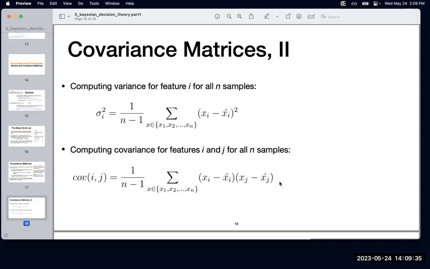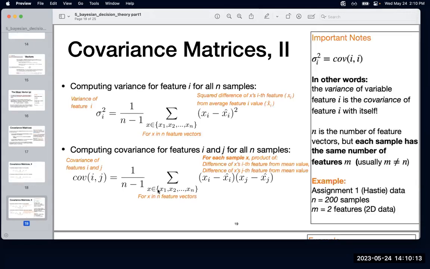And you are summing over this operation here. So here we are calculating the difference of one feature from the mean of that feature. And then we are multiplying that by another difference for another feature, now feature j. So the difference of feature j from the mean of that feature. So you multiply those two values and then sum that up for all the samples that you have, and you would end up finally with your covariance between i and j.